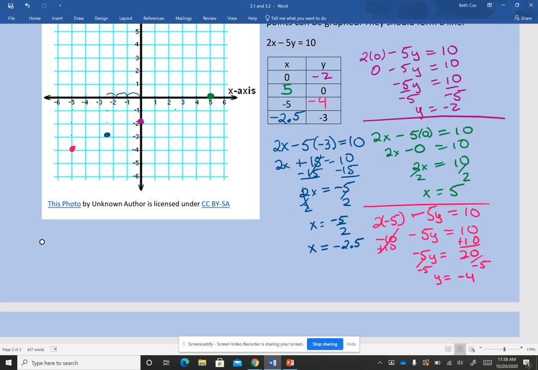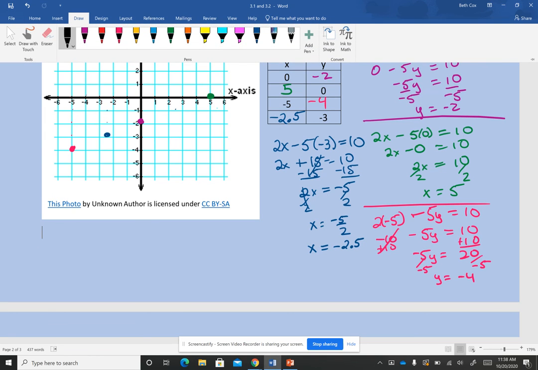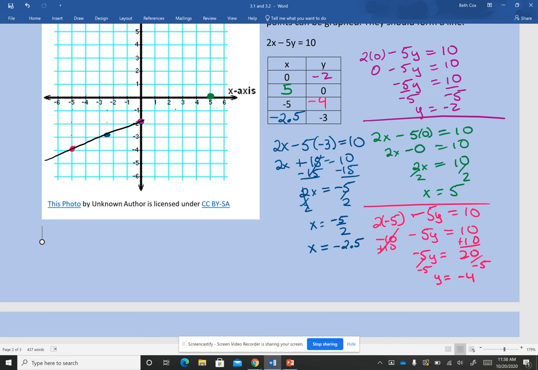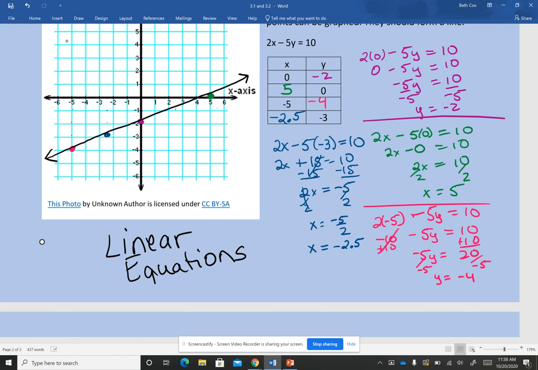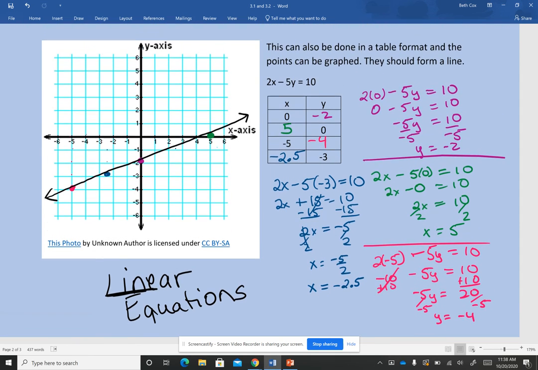Now, notice these 4 points line up. They make a line. They can easily be connected by a straight line. That's why these are called linear equations. They make lines. We've already talked about how we're making lines. Okay, so the picture is a line.